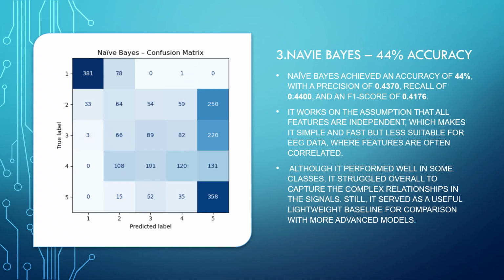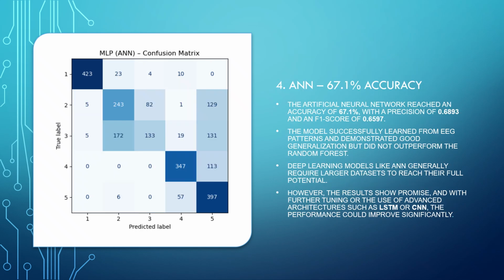The next one is the Naive Bayes model. It's an algorithm based on Bayes theorem, and it has an accuracy of 44% and a macro precision of 0.4370, a recall of 0.4400, and an F1 score of 0.4176. It performed very well on some classes but struggled with correlated EEG features. Although its performance was lower than random forest, it provided a useful baseline and showed the trade-off between speed and accuracy in model evaluation.